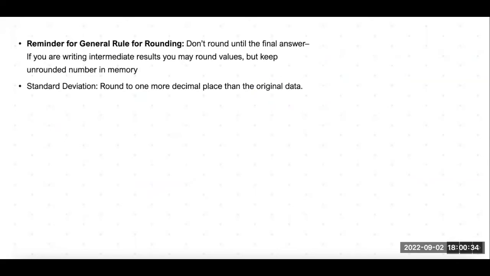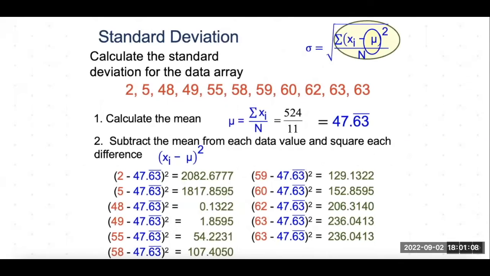So a reminder for rounding, don't round until the final answer. Standard deviation, round to one more decimal place than the original data. If you had 23.9 as your original data point, your final answer should have 2 decimal points. So 41.01, for example. Let's do an example of standard deviation.